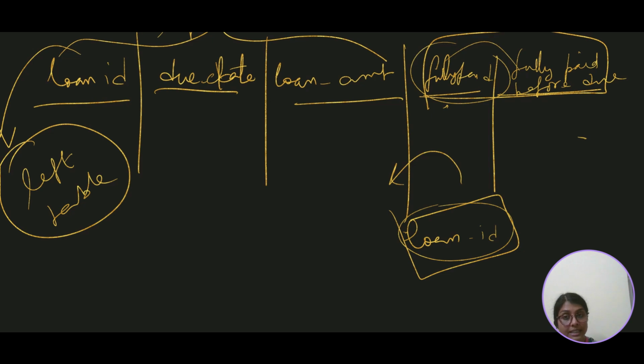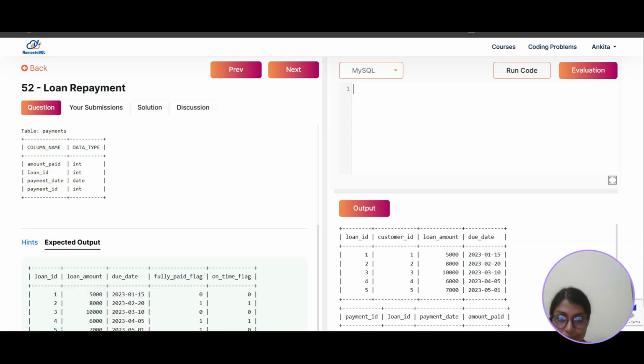Then for the latest payment date, it doesn't contain any date condition, and your paid amount is greater than or equal to loan amount. If equal, then 1, else 0. Fully paid would be based on loan ID, due date and payment date, as well as the loan amount and payment amount. So those are the joining conditions that will be there. Let's go ahead and create that.